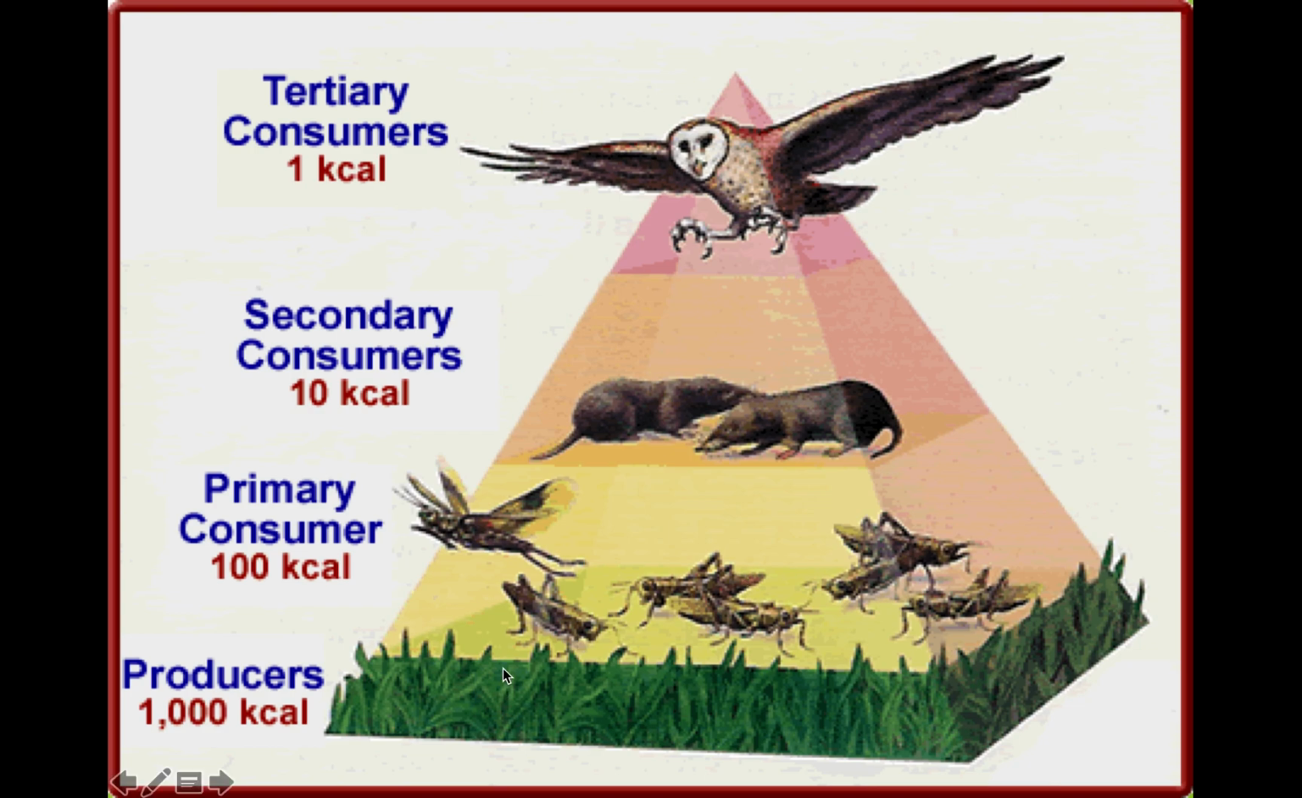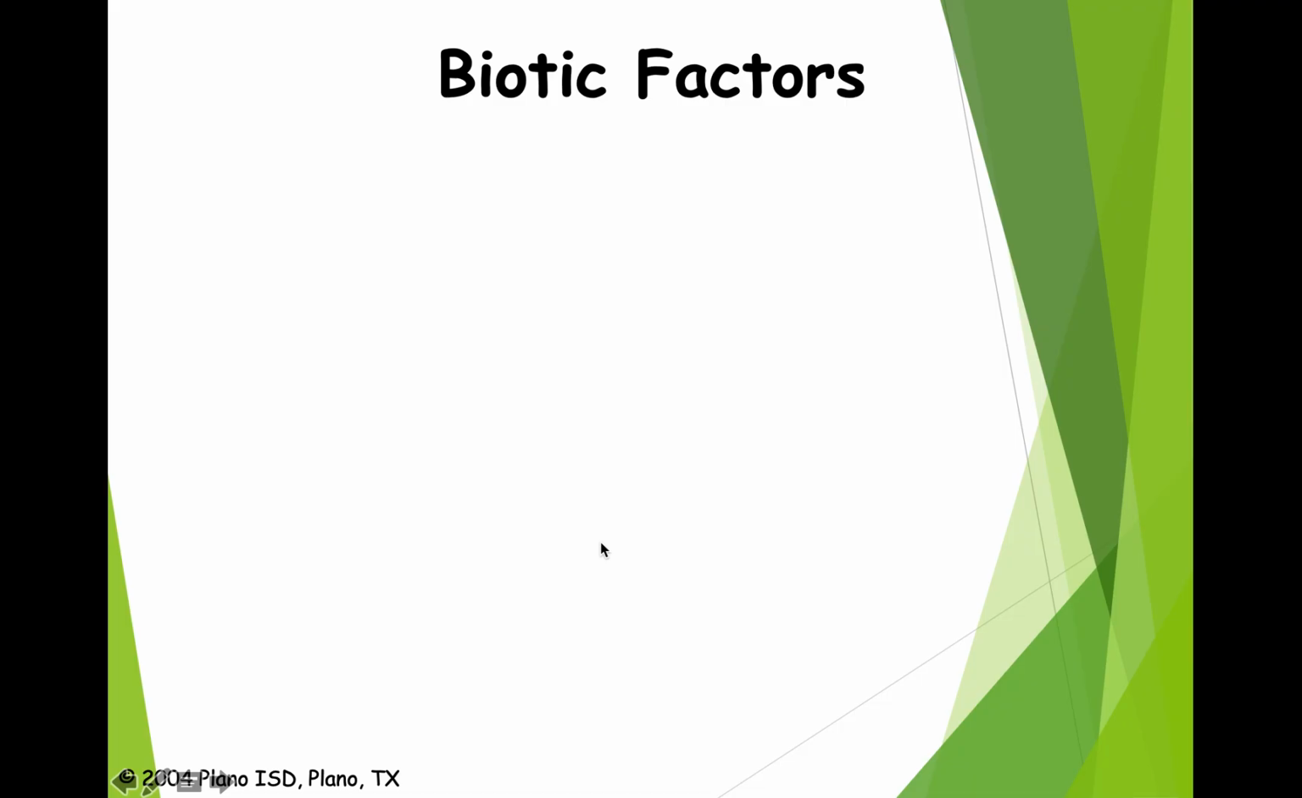So remember, down here, the producers, say if we had 1,000 kilocalories, we then would only have 100 kilocalories at the primary consumer, 10 at the secondary, and only 1 at the tertiary. And remember, this is what we call that base rule of 10. Only 10% of the energy is being passed on to the next level.